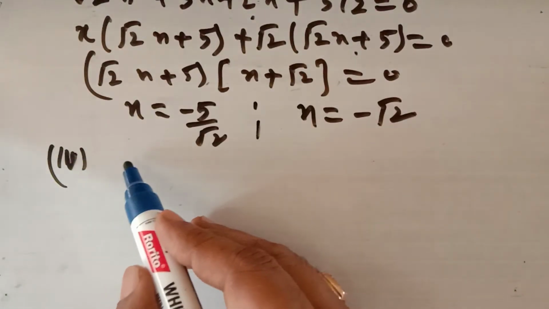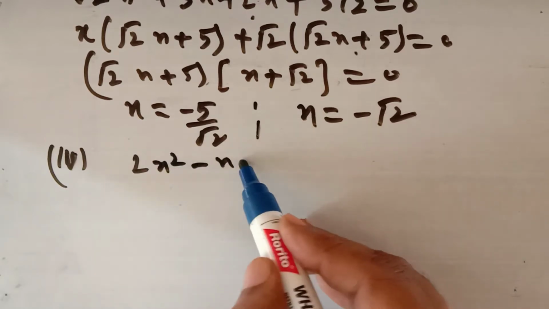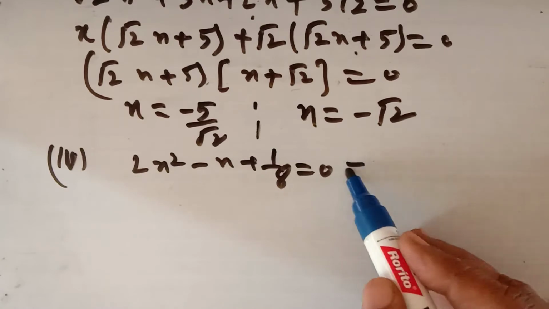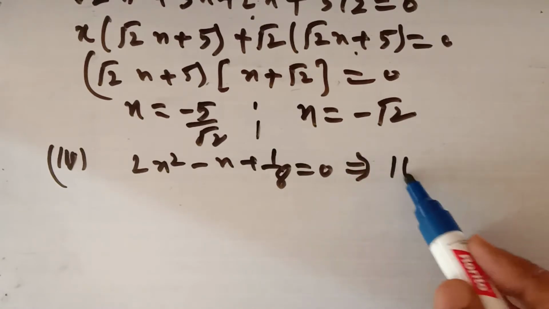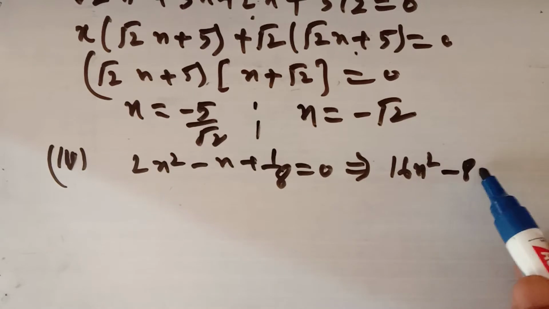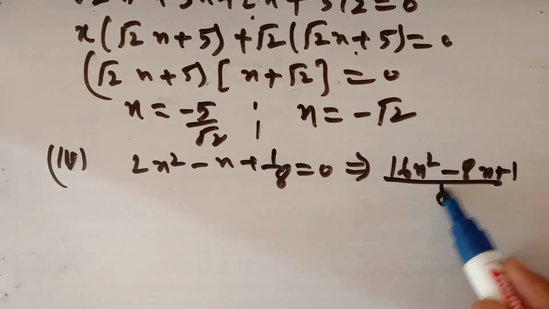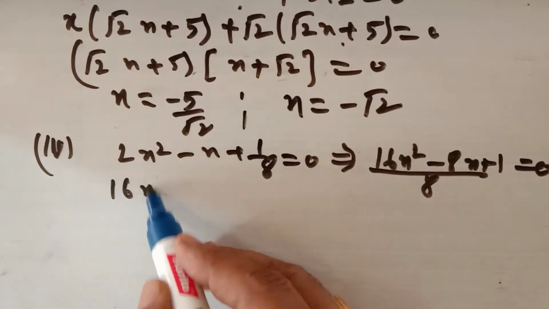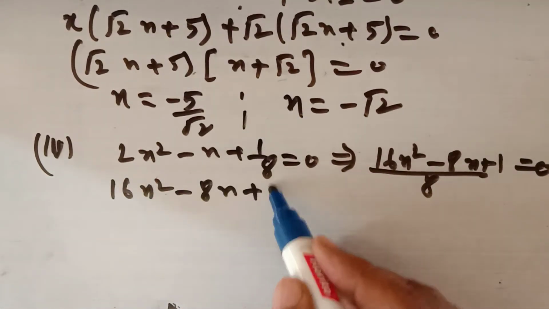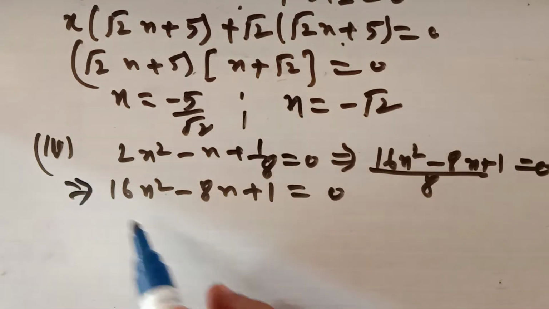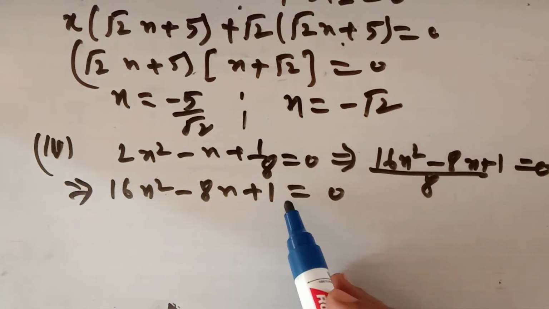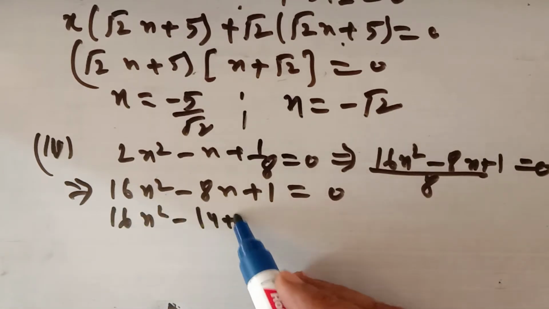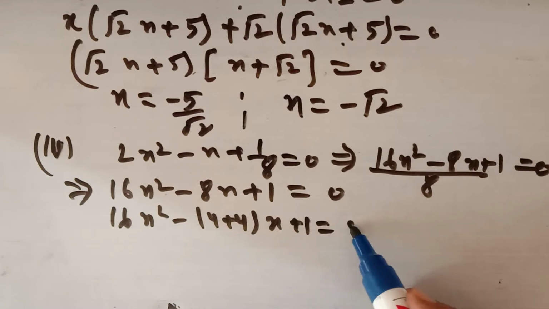In the fourth part, we have 2x square minus x plus 1 upon 8 equal to 0. When the coefficients are in fractions, try to remove the fractions, so it will be 16x square minus 8x plus 1 upon 8 equal to 0. So the quadratic equation is 16x square minus 8x plus 1 equal to 0. Now you need those two numbers whose product is 16 and whose sum is 8. So it is 4 plus 4. Now you can simplify it yourself.